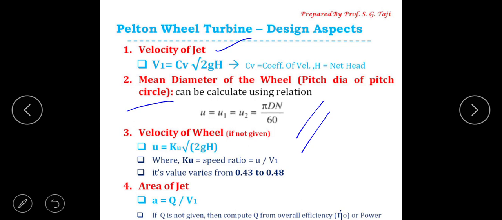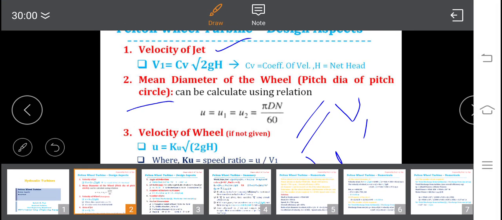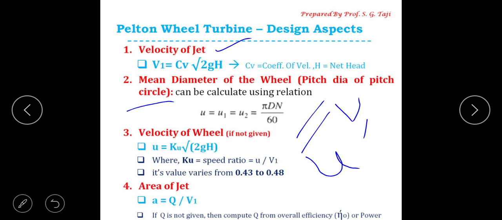Third, velocity of wheel, if not given: u = Ku multiplied by under the root 2gH, where Ku is the speed ratio, that is equal to u by V1, where small u is the peripheral velocity and V1 is the absolute velocity at the inlet. Its value varies from 0.43 to 0.48.